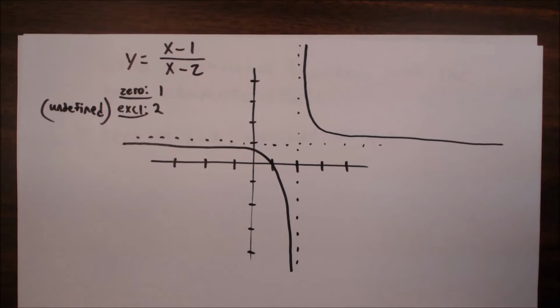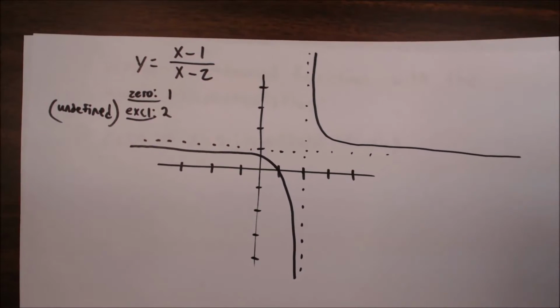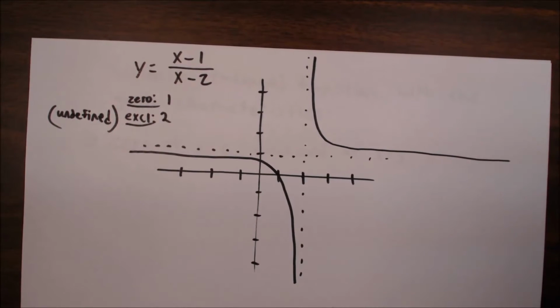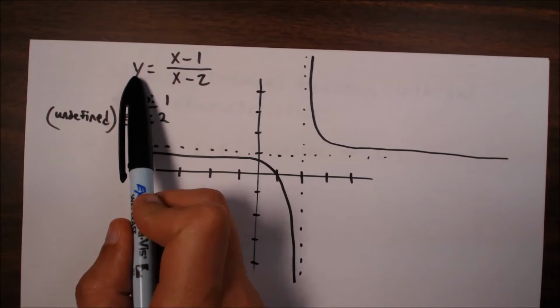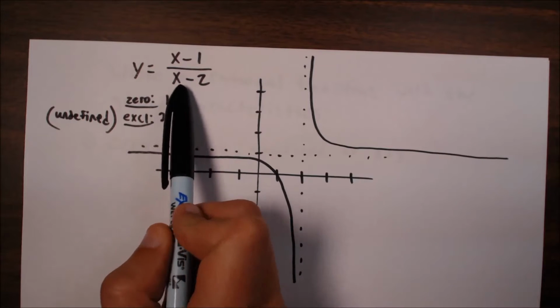And we are going to be graphing rational functions eventually, but just for right now, I kind of want to show you what one looks like. This is what a rational function looks like. This function says y equals x minus 1 over x minus 2.